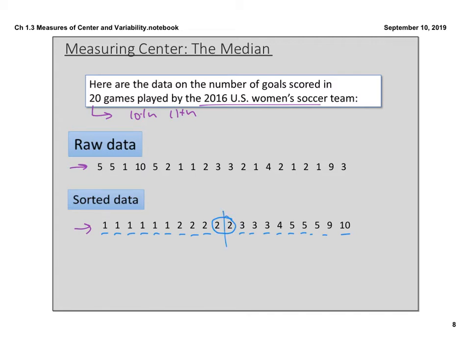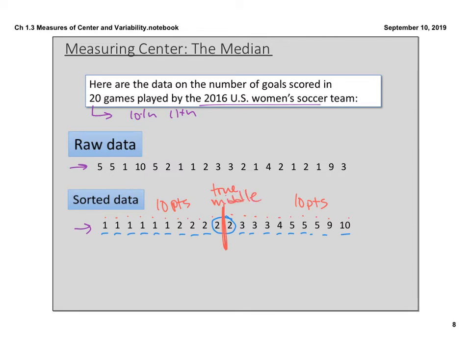Okay, so that's my median. And again, you can count 1, 2, 3, 4, 5, 6, 7, 8, 9, 10 data points. And up here, 1, 2, 3, 4, 5, 6, 7, 8, 9, 10 data points. So you know that this line right here is the true middle.